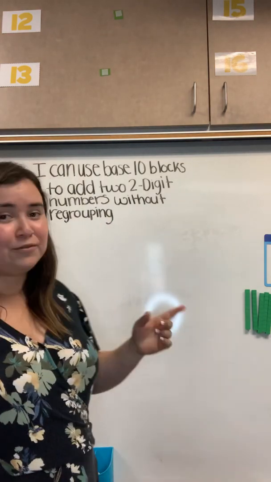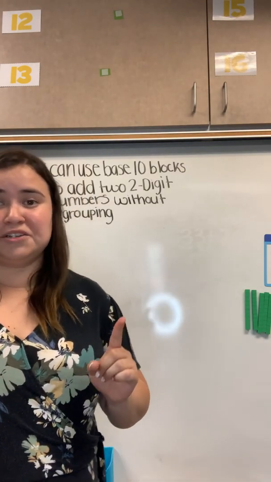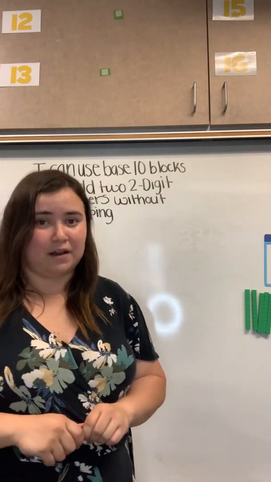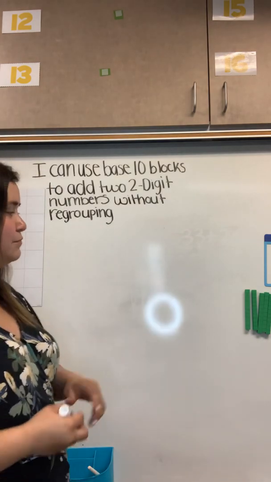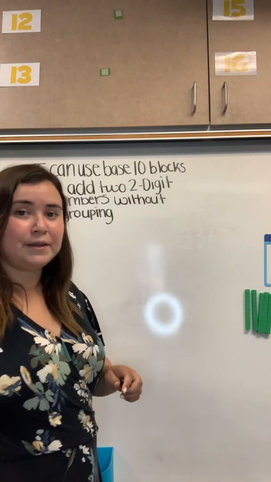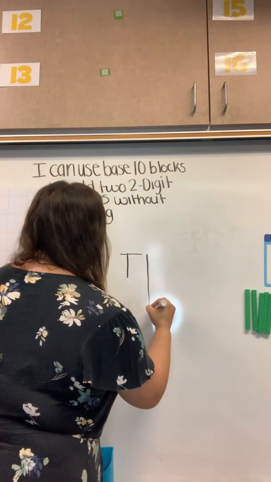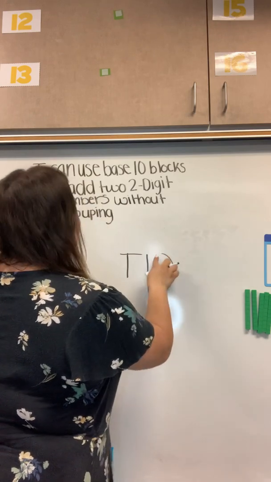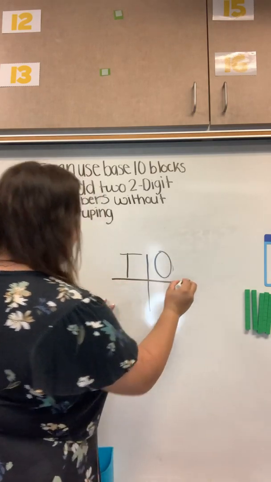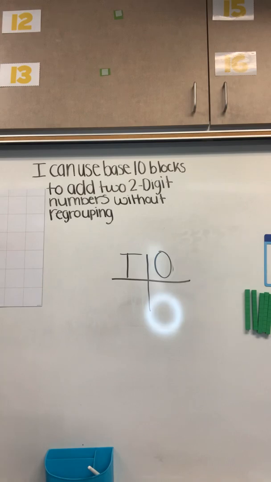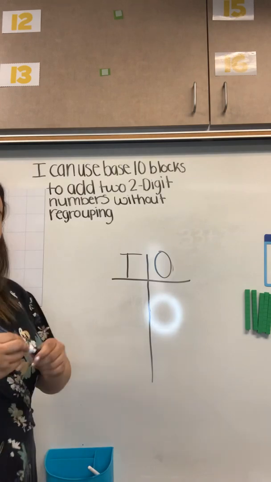All right, so what you are going to need is to get your math folder. And inside your math folder, there are going to be some base 10 blocks for you. So let's get started. The first thing we're going to do is draw our place value chart. I'm going to write a T for tens, and an O for ones, and put a line right underneath it. I'm going to make my line a little longer since we're going to add two-digit numbers.